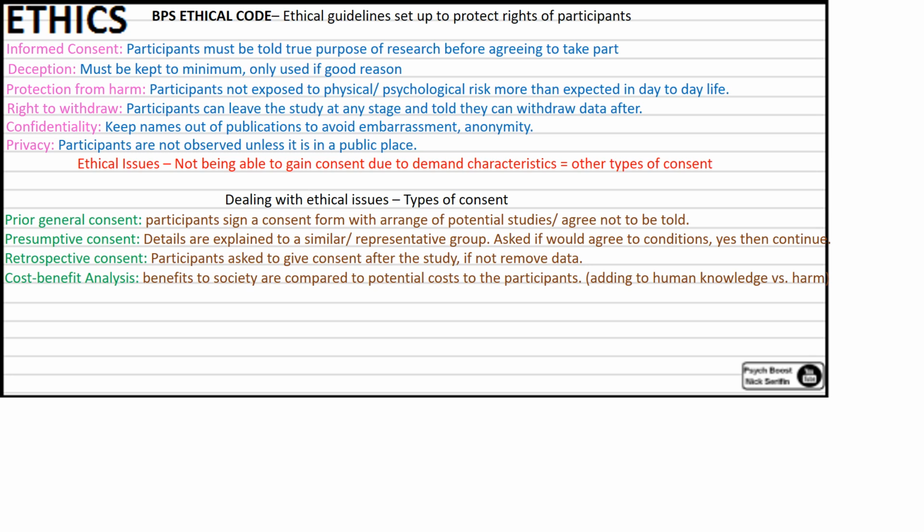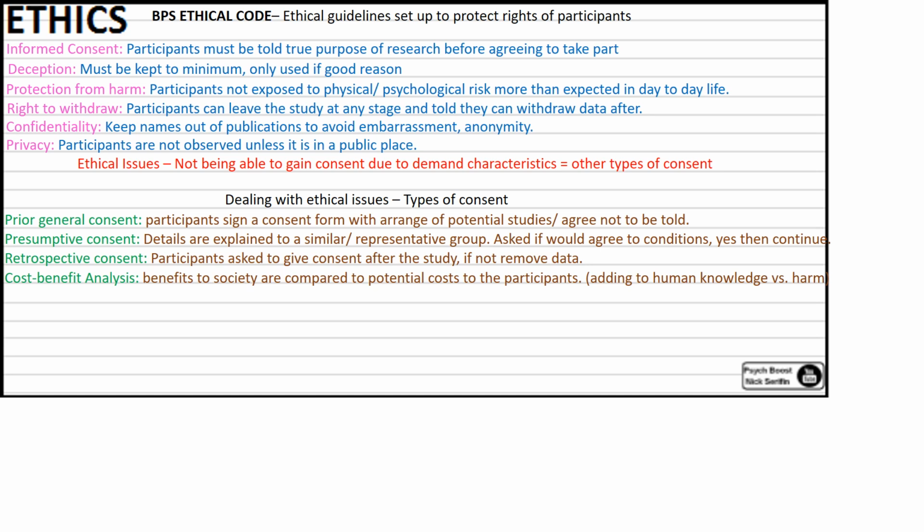Okay, so it's fairly clear that we probably will have to breach some of these ethical guidelines at some point. But in order to do this, we need to really think carefully about why we're breaching the guidelines. Is it really worth doing the research in order to gain this data? So what we do is we do a cost-benefit analysis.